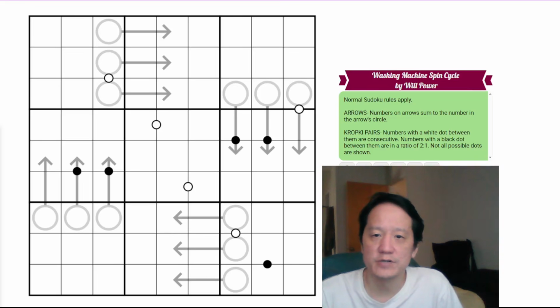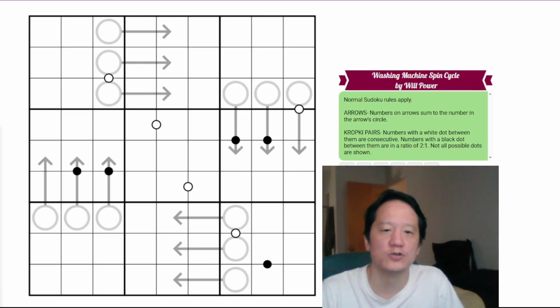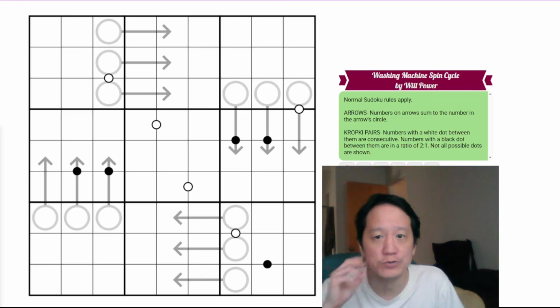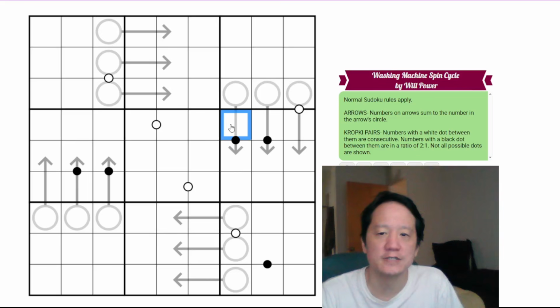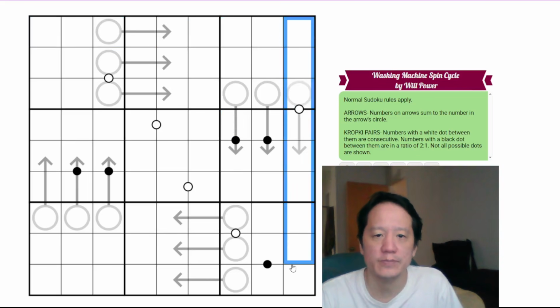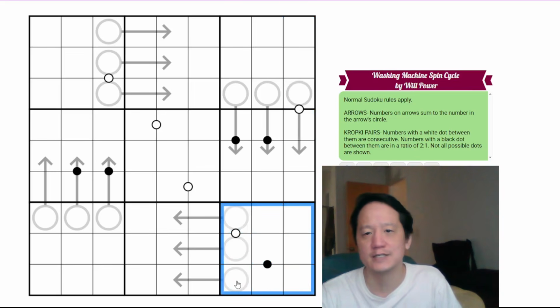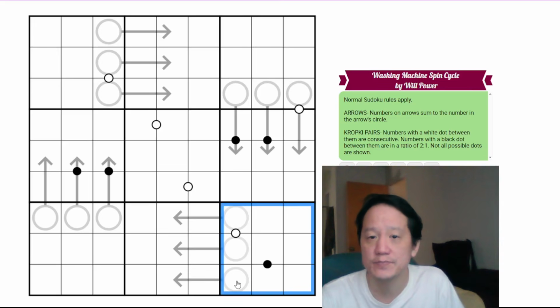Today's very easy puzzle is called Washing Machine Spin Cycle by Will Power. And here are the rules. Normal Sudoku rules apply, which means in every cell in the grid, place a single digit such that every row, column, and designated 9-cell region contains the digits 1 through 9 exactly once each.